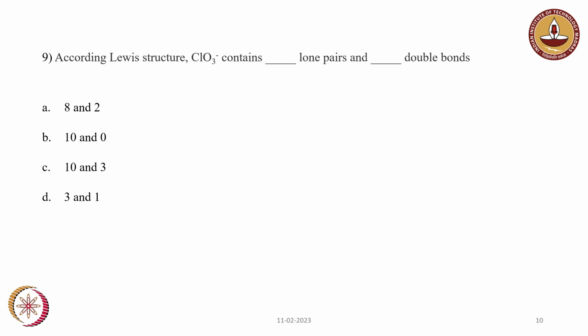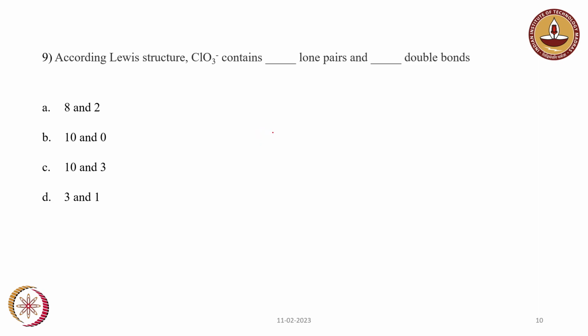The next question is: according to Lewis structure, ClO3 minus contains n number of lone pairs and m number of double bonds. Option A is 8 and 2, B is 10 and 0, C is 10 and 3, D is 3 and 1. In the Lewis structure concept, an element is stable when it has completed its octet. So bonding is done in such a way that each element has 8 electrons in its valence.